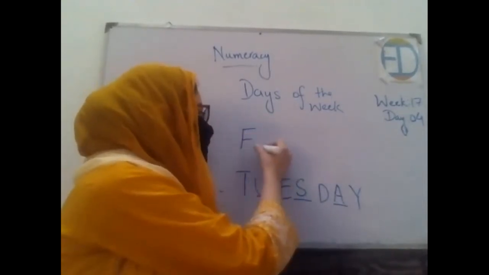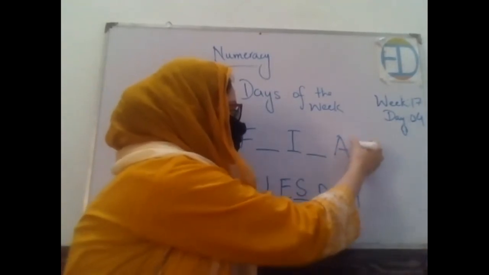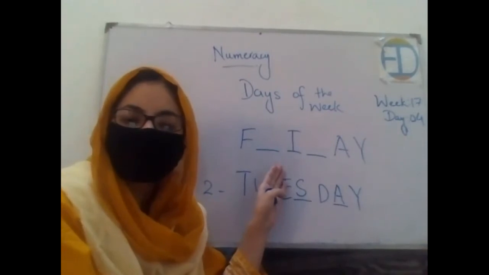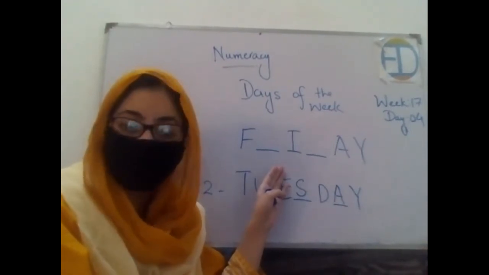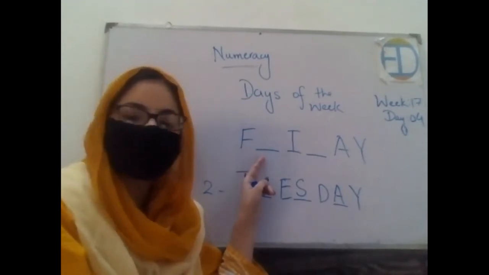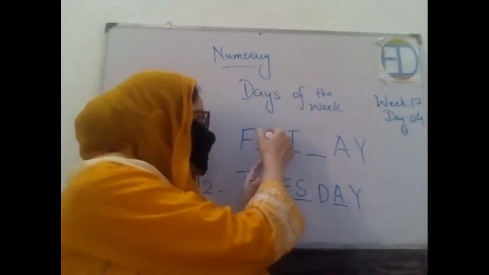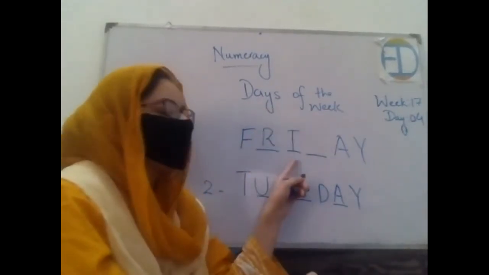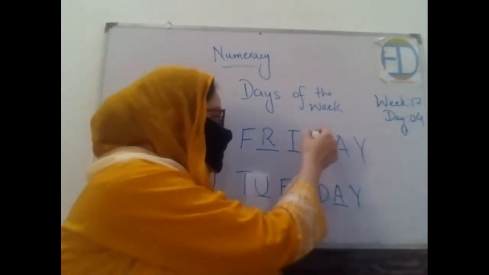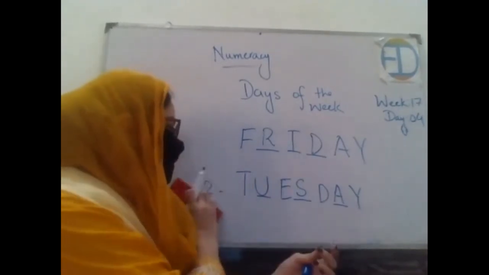What is this? Yes. Can you tell me what is this? It's Friday. Very good, Ahmed. And can you tell me what comes in the blanks? Yes, Aliza, you tell me what comes in the first blank. It's R. Excellent. Then FRI. What comes in the second blank? It's D. And here we have Friday. Okay, let's practice one more.